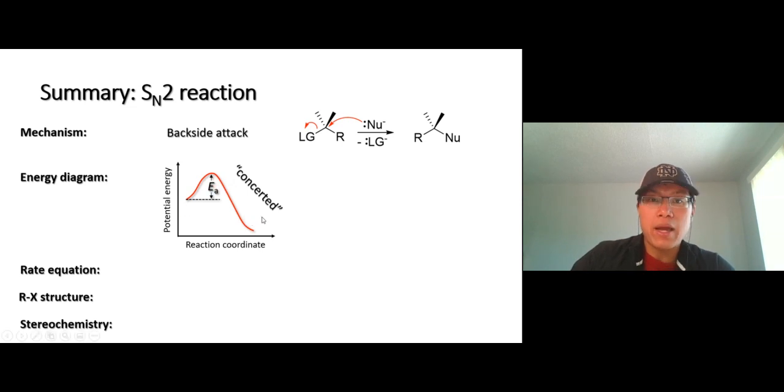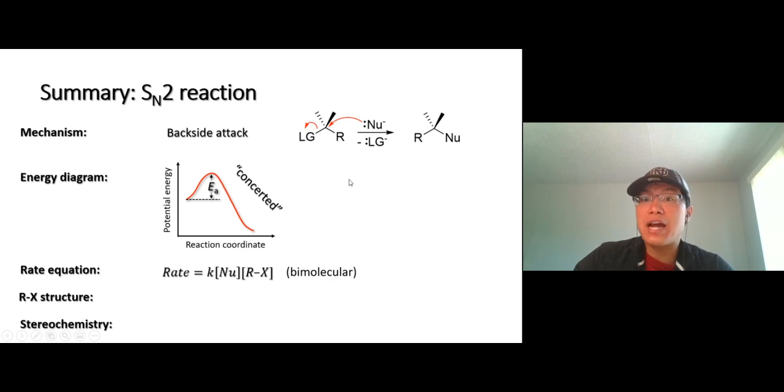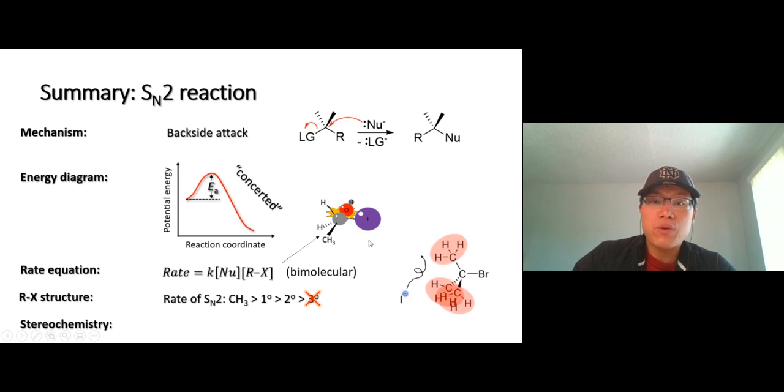You see one hump there, and for the other types of reaction you're going to see two or three humps. Those are not concerted. We call them stepwise reactions. We'll get there later. All right. Now the rate equation. It's a bimolecular reaction, which suggests that there is a collision between the two substrates. We hypothesize that the structure of the alkyl halide plays a big role in the rate of an SN2 reaction.